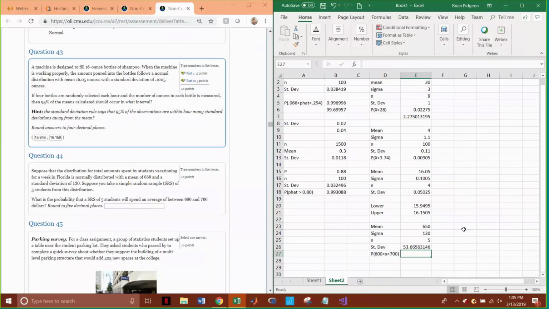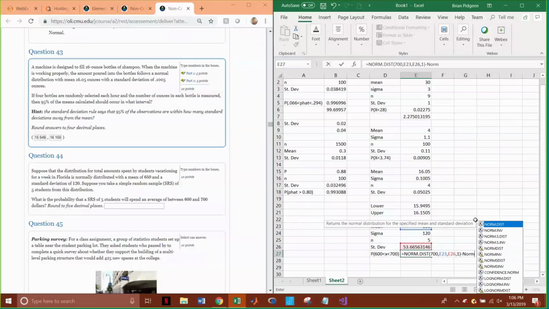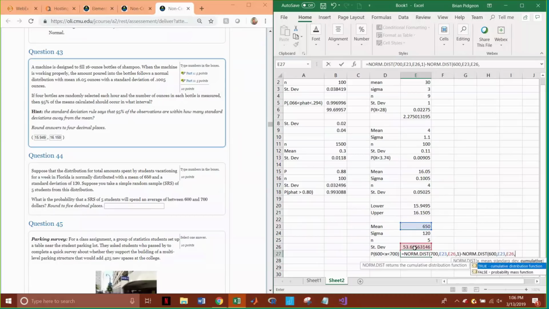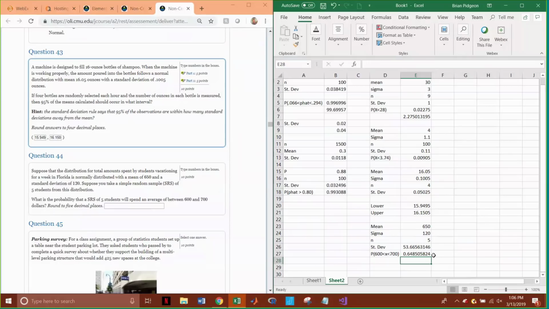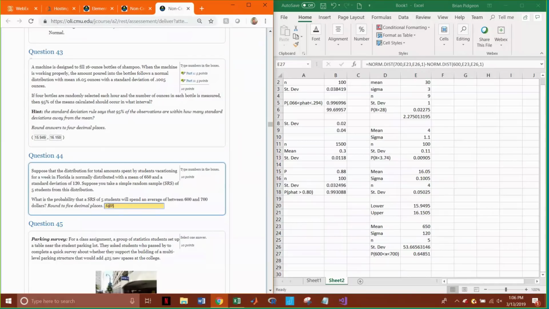Notice that we're doing a compound inequality once again, so we have 2 NORM.DIST functions to calculate. NORM.DIST, our upper is 700, comma the mean, comma the standard deviation, not 120, but the 53.665 value, comma 1, minus NORM.DIST 600, comma the mean, comma the standard deviation, comma 1. Once we get this, round it to 5 decimal places, 0.64851. All right.